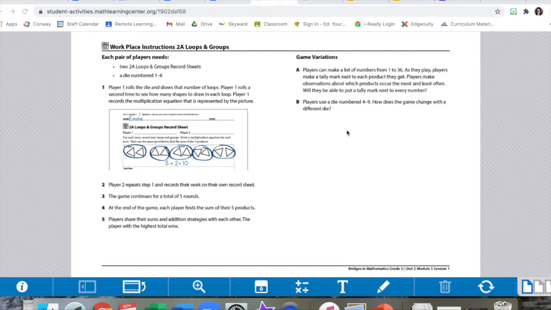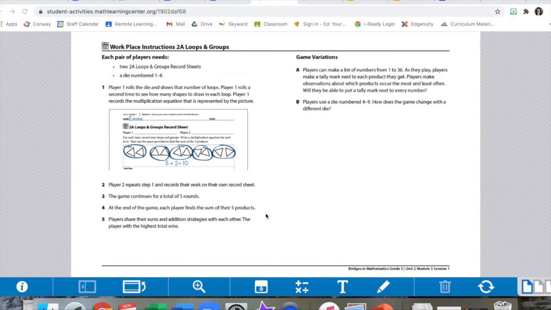After you draw your picture, you're going to record a multiplication equation and a repeated adding equation that represent the picture. I'm adjusting the directions there because I want you to write the adding equation and the multiplying equation to help your brain make that connection. Eventually, once you get good at multiplying and you feel really strong with it, you can take out the repeated adding part. After you take your turn, player 2 is going to do the same steps on their sheet.